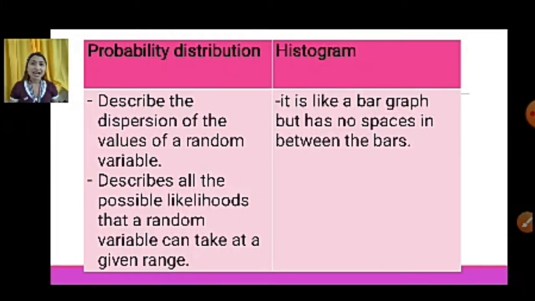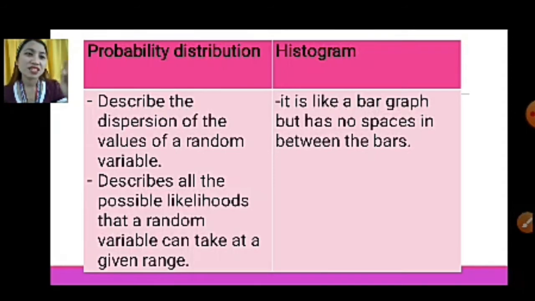So we have different types of graphs. In junior high school, you encountered linear, quadratic, and polynomial graphs. This time, let's encounter the histogram. A histogram is like a bar graph, but it has no spaces in between the bars. You will identify later on the difference between a bar graph and a histogram. Since their difference is that the histogram has no spaces. That is the only difference between the two. So, let's proceed to the next slide.